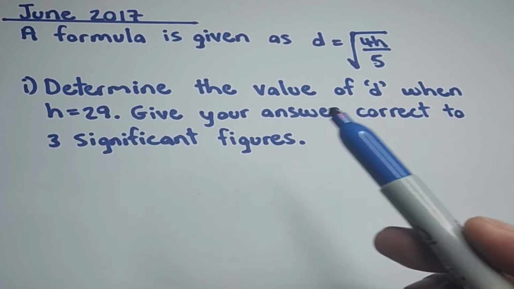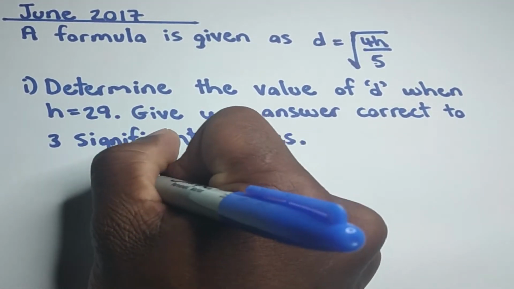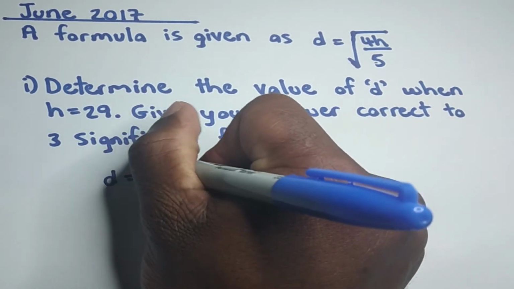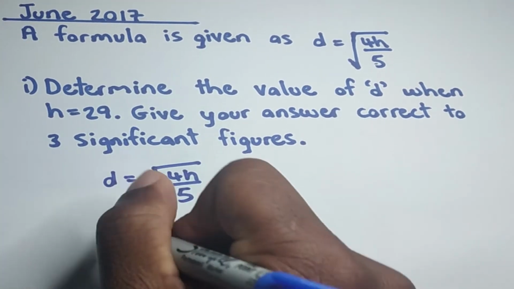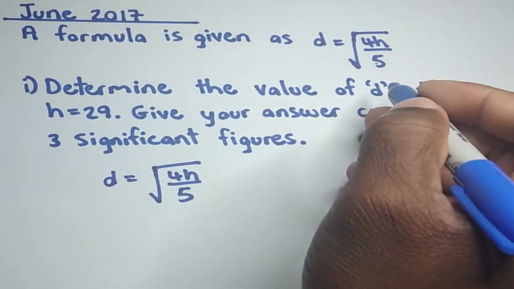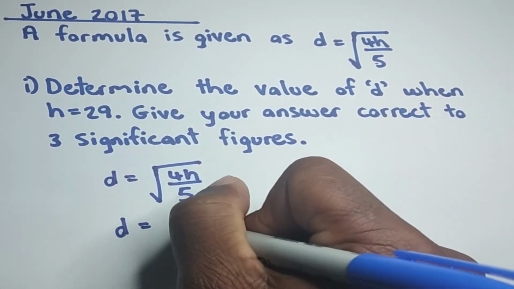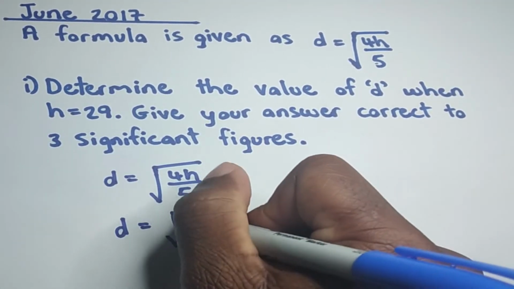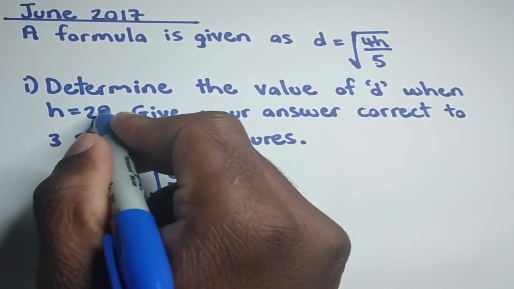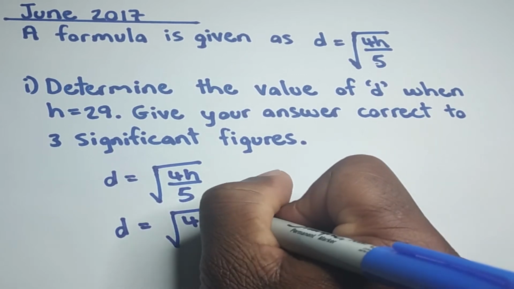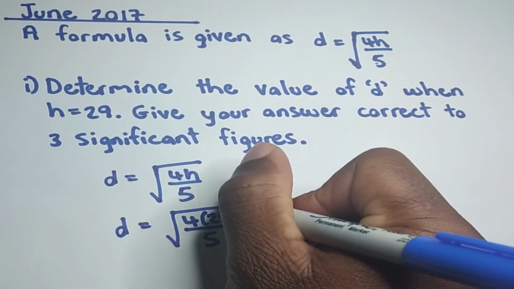So what we're going to do now, we can recall the formula that we were given, which is d is equal to the square root of 4h over 5. And remember, they want us to do what? Determine the value of d when h is equal to 29, all right? So wherever we have h, we are going to replace the h with the value of h, which is 29, all right? And we'll keep this thing over 5, all right?